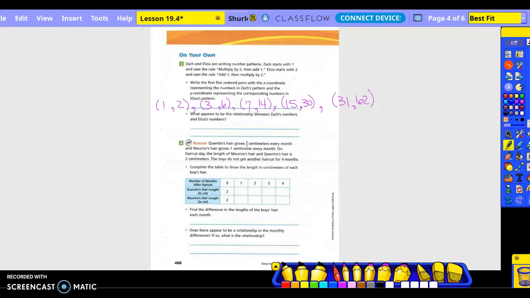and Eliza's? So Zach's is less than Eliza's, right? Okay, and we're going up. So that means we either have to add or multiply, right? If they're going down, that means we have to what? Subtract.